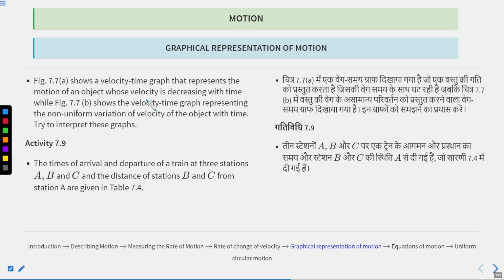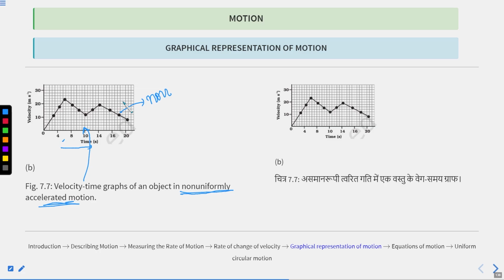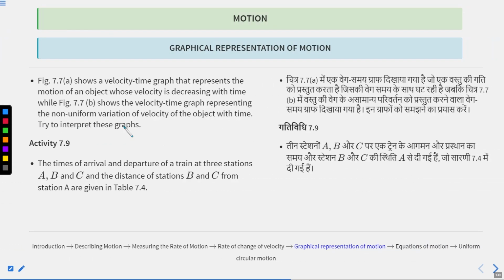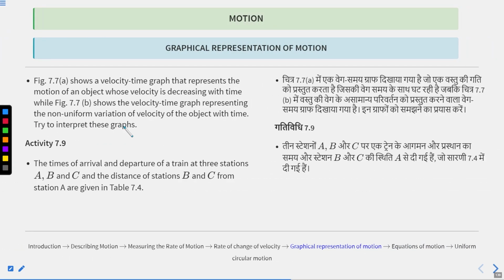So that previous curve shows that the object's velocity was first increasing. Look at this curve. Object velocity is first increasing. Then after hitting the maximum value, the curve starts decreasing after 6 seconds, at 10 seconds. Then it starts increasing at 14 seconds. Then it starts decreasing. So it is non-uniformly accelerated motion, because it's a velocity time graph.